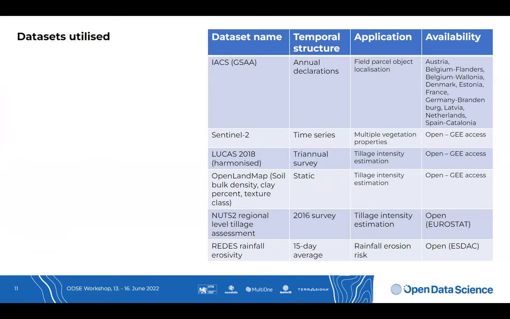Quick mention of data sets utilized, I think I've already mentioned, for example, IACS, Sentinel-2, the LUCAS 2018, part of the harmonized version. We have OpenLandMap. Also NUTS-2 regional evaluations of these survey-based approximations of tillage. And then also rainfall erosivity information through the JRC, through ESDAC.